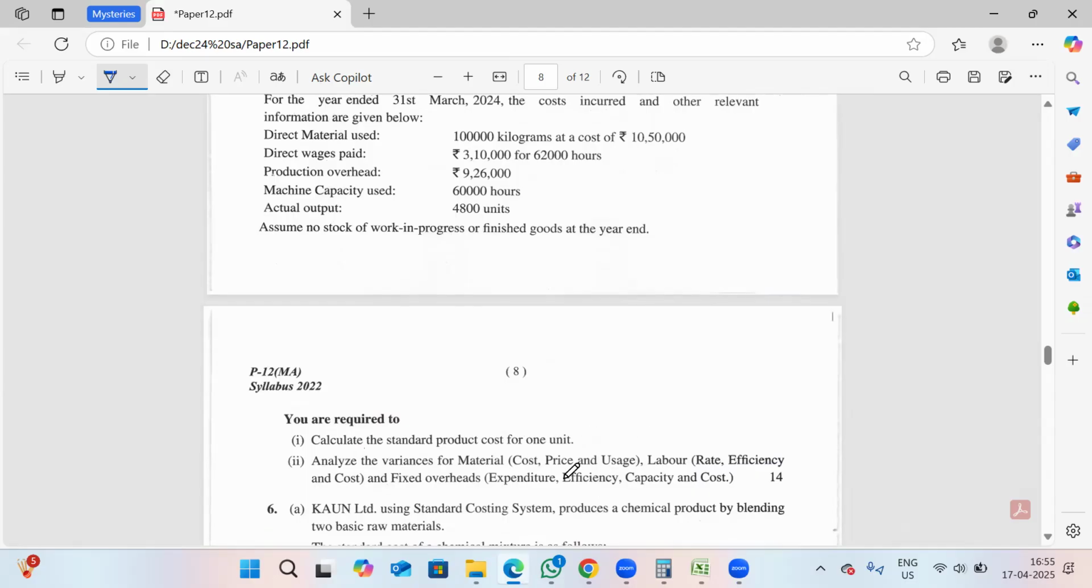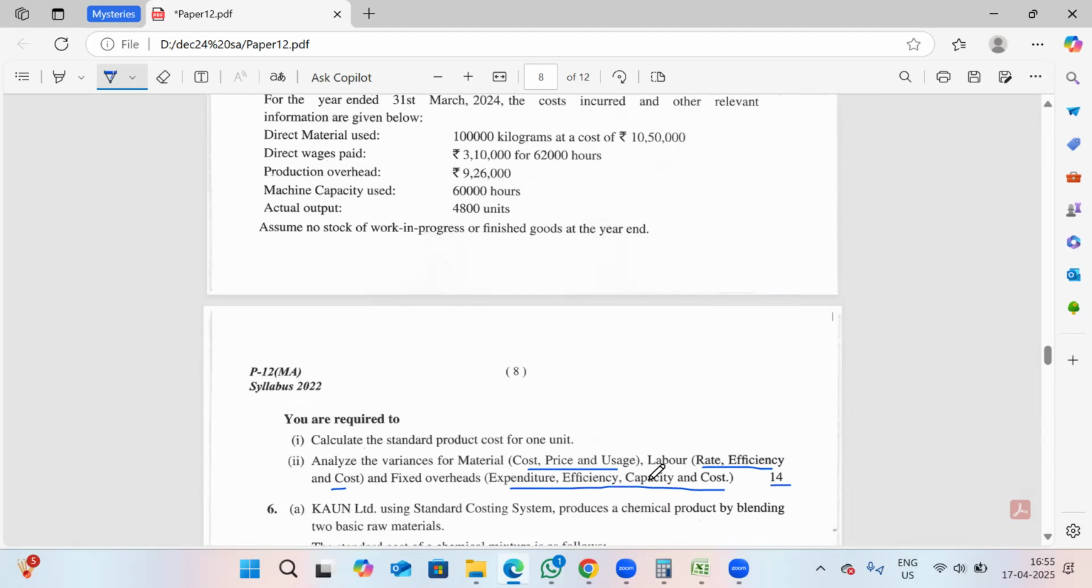Then calculate the variances: for material, cost, price, and usage; for labor, rate, efficiency, and cost; for fixed overheads, expenditure, efficiency, and capacity and cost. So we need to calculate all the variances in a single problem. This comes to 14 marks.